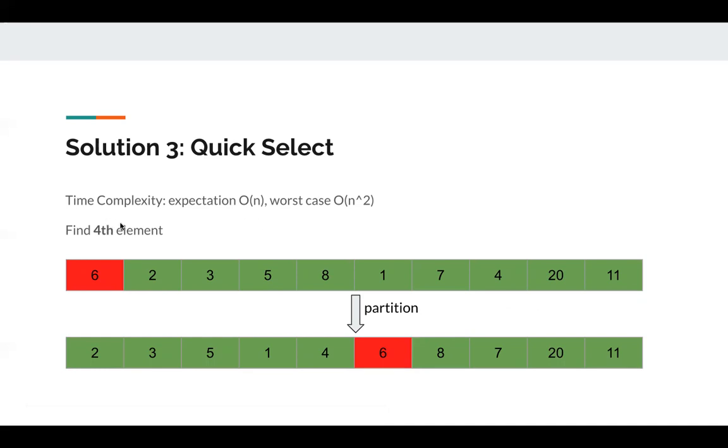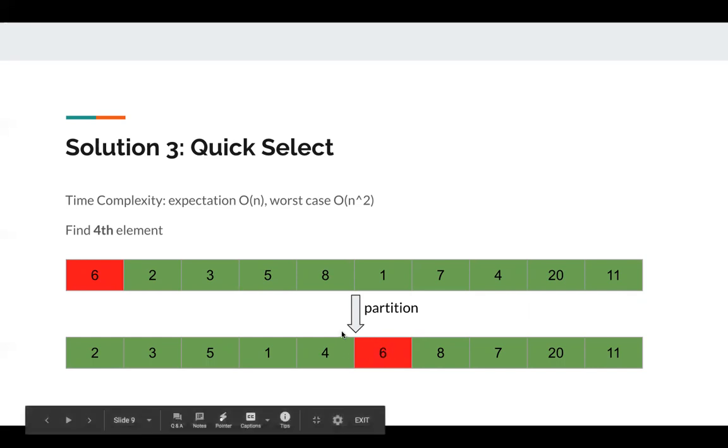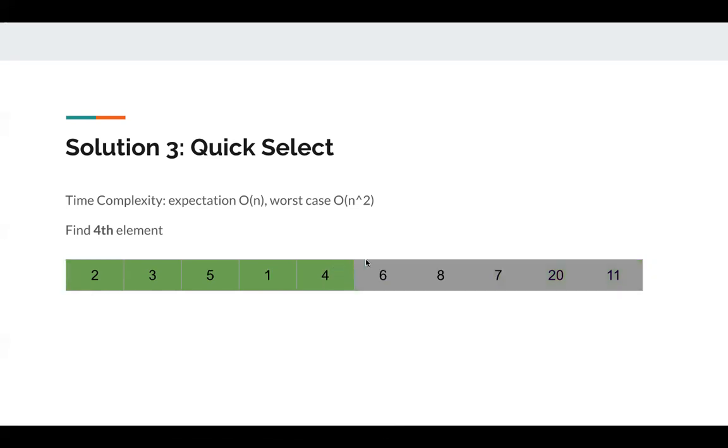We know we need to find the fourth smallest element. Since for this pivot there are 5 elements smaller than the pivot, we know the fourth element will be in the left part. So the gray part, we don't care about. The subproblem is to find the fourth smallest element in this green array.